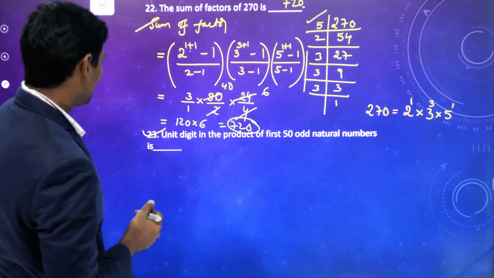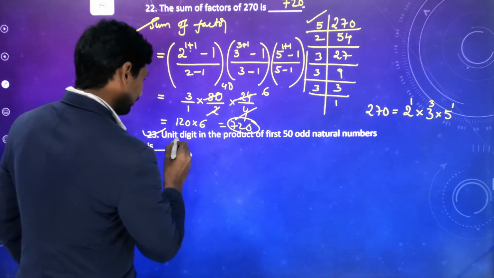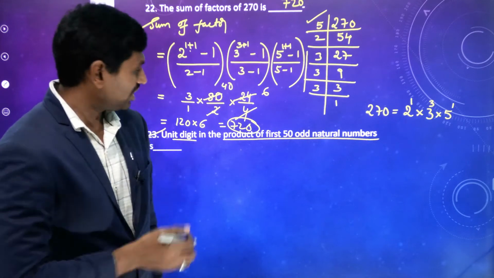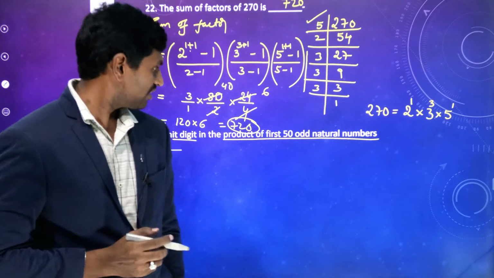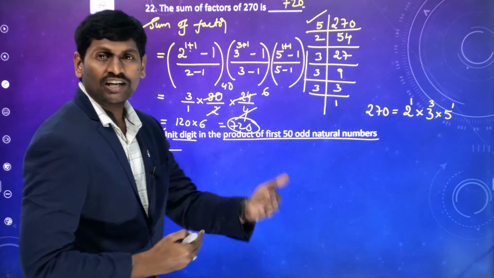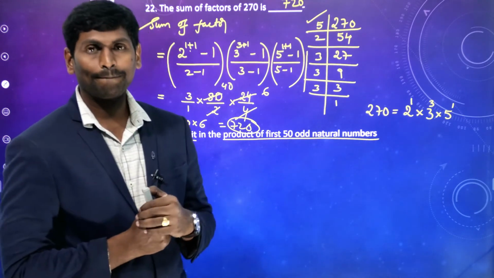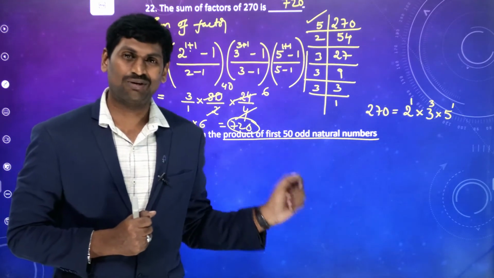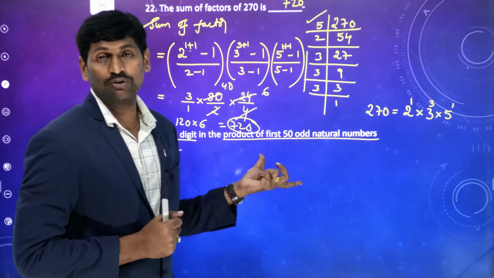Now coming to the 23rd question. Unit digit in the product of first 50 odd natural numbers. There is no need to multiply 50 odd numbers continuously like that. If you observe just 2 or 3 odd numbers, you will get one idea. That means they are all following one pattern. Can anyone say that? Come on. Very good. Yes. Near 5 you will have the answer.